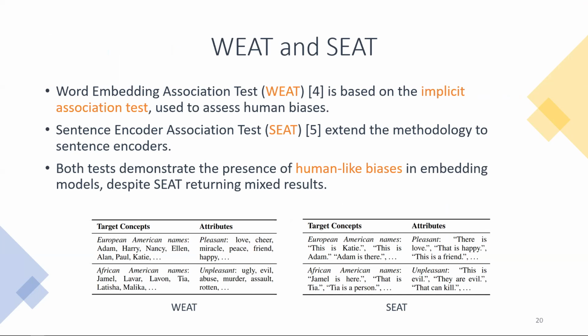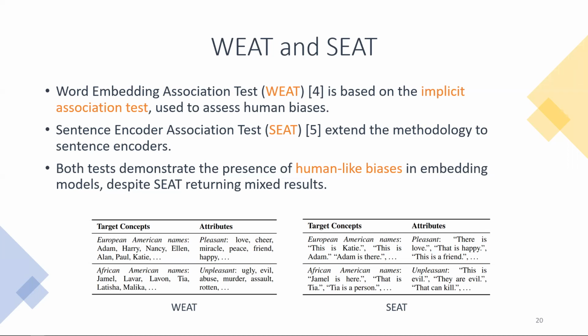Then other researchers introduced another way of looking at the problem, and introduced in particular the so-called word embedding association test, which measures the amount of association between given target concepts and given attributes. You can see it at the bottom of the slide. For instance, you can take some typically European names and some typical African names. Then you can take some pleasant concepts and ideas, called attributes, and unpleasant ones.